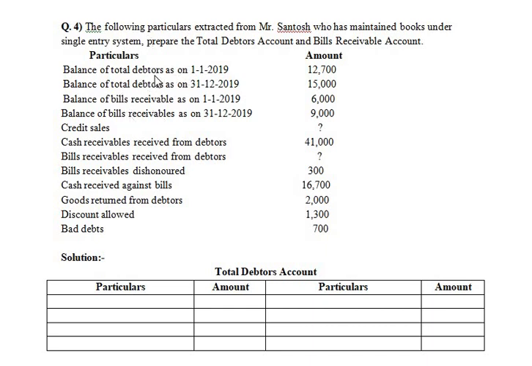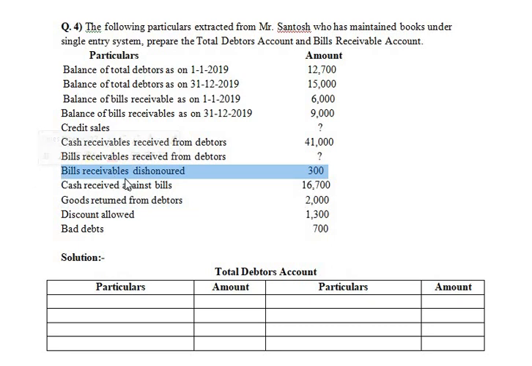So what is this all about? It is regarding total debtors as on 1/1, which means it is opening debtors, this is closing debtors, this is opening bills receivable and closing bills receivable. Now credit sales, the amount has not been given, it means you got to find out the credit sales. Cash received from debtors is 41,000. Next, bills receivable received from debtors is question mark. It means you got to find out what is the amount of bills being received from debtors.